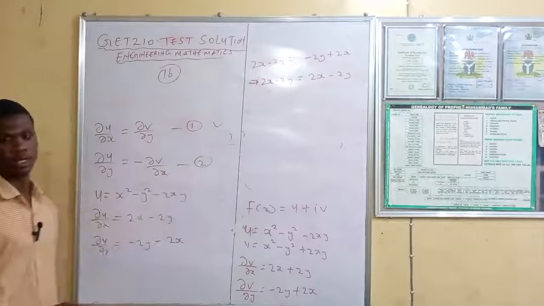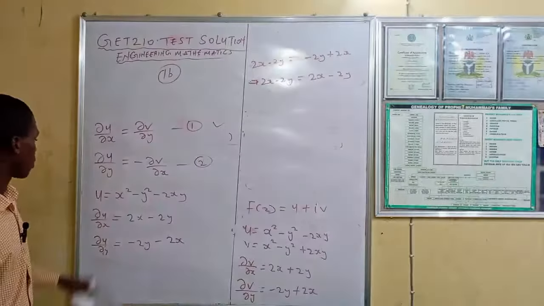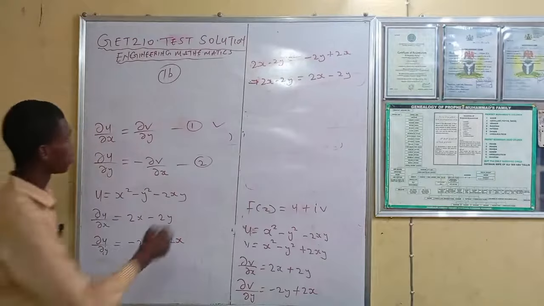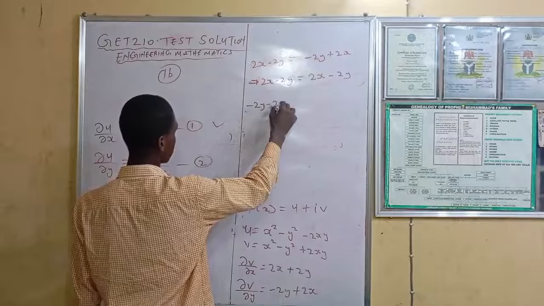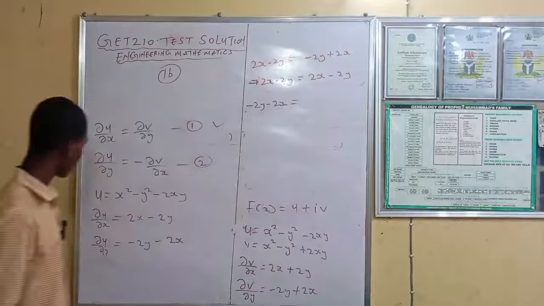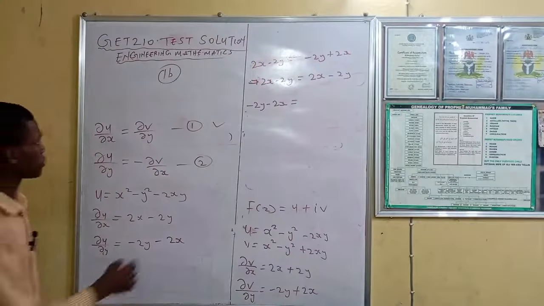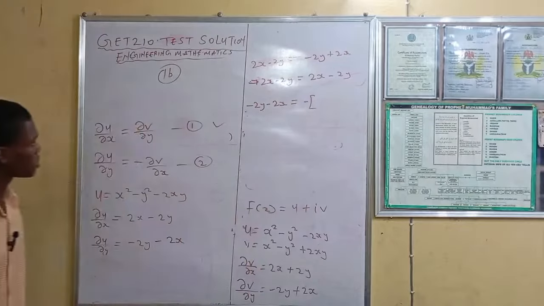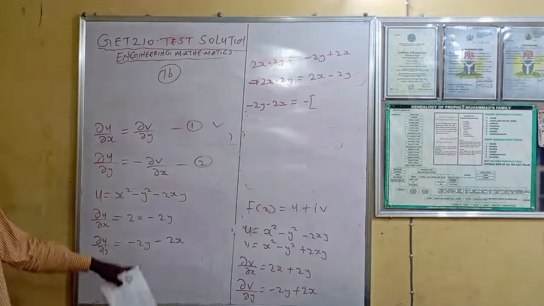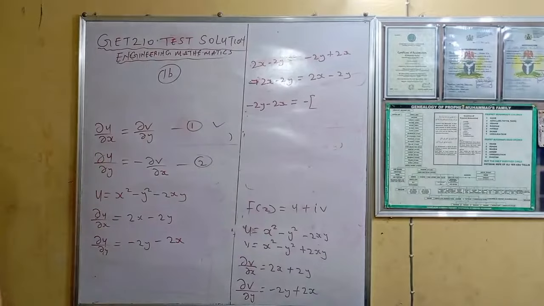What about the second one? Let's confirm. What's the partial du over dy? That's minus 2y minus 2x equals negative partial derivative of dv over dx. And what's dv over dx?